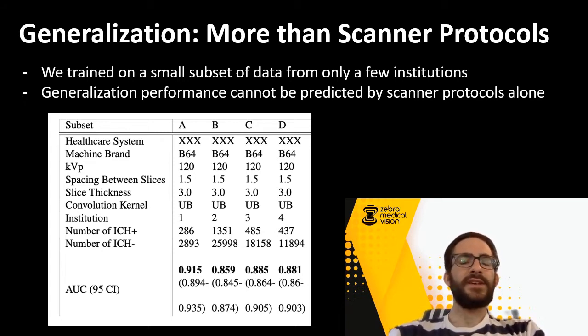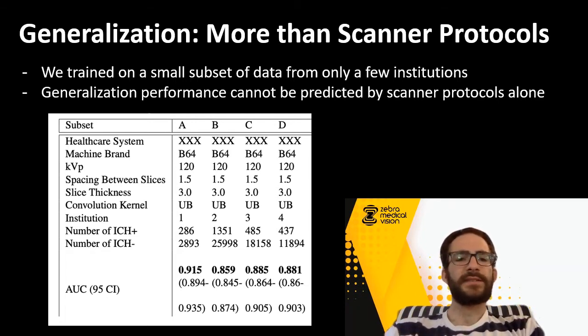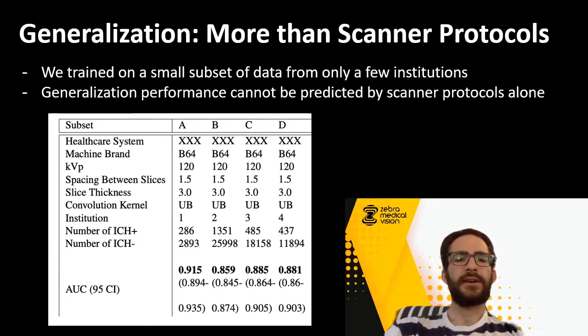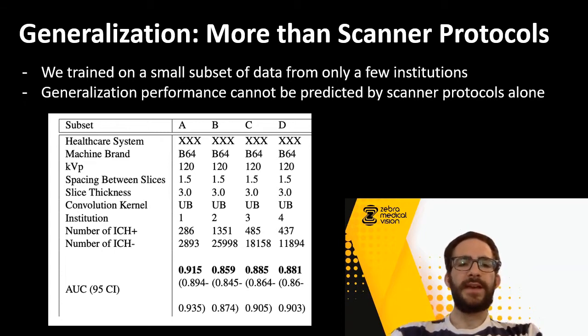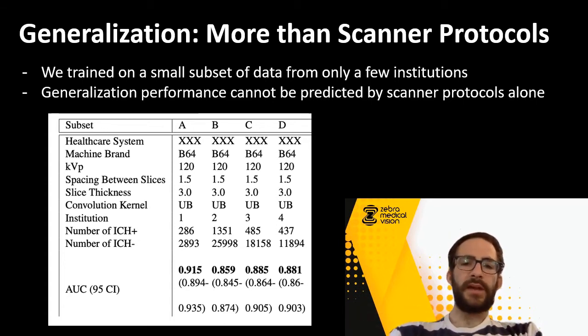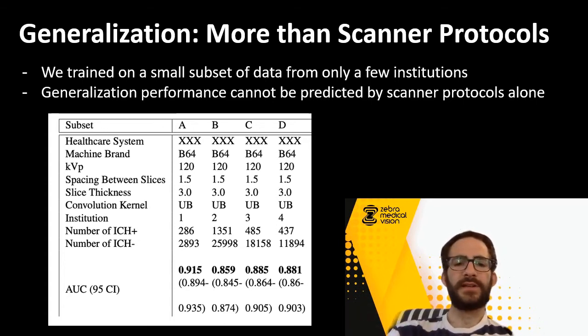So in this case, each column here is a different institution where we're looking at the same machine brand, the same KVP, the same spacing between slices, the same convolution kernel. So basically we're controlling for all of those factors that are the most important factors of that first bullet point before, of machine and scanner protocol. And what we see here is that there's still a pretty significant variance from institution to institution. This is a big enough variance to be outside the 95% confidence interval.